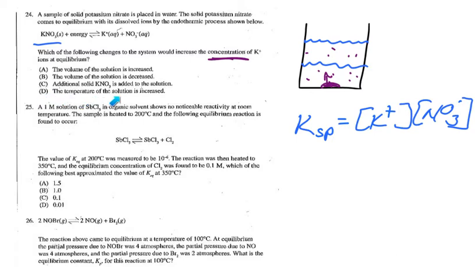D, the temperature of the solution is increased. Well, if we increase the temperature of the solution, the reaction will shift to the right, and it should cause more potassium ions to dissolve. So I think D is going to be our best answer here.